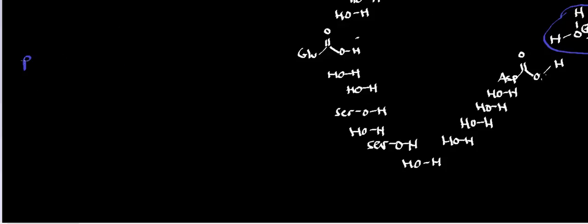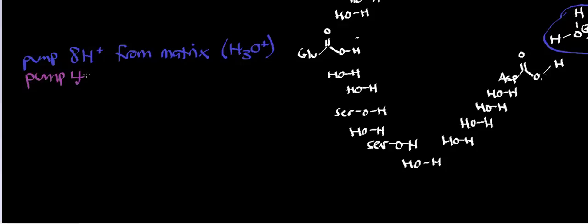Number one, this enzyme is going to pump 8 protons from the matrix of the mitochondria, and it's going to use 8 protons in its mechanism that it's going to get from the matrix. Okay, and just remember those protons actually exist as hydrated protons, so as H3O+ or hydronium. And then it's going to pump 4 protons into the inner membrane space of the mitochondria, and that's going to help create the proton gradient that's required to fuel the mechanical energy needs of ATP synthase.